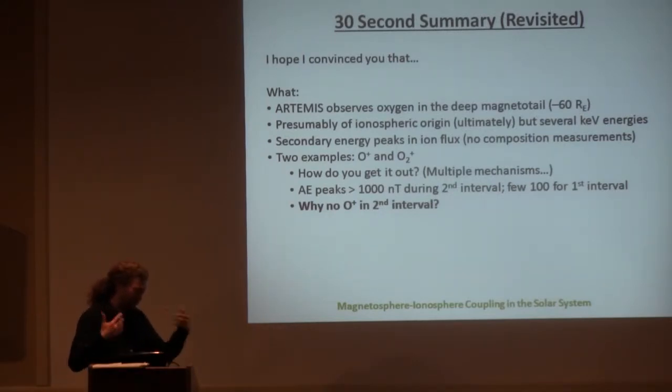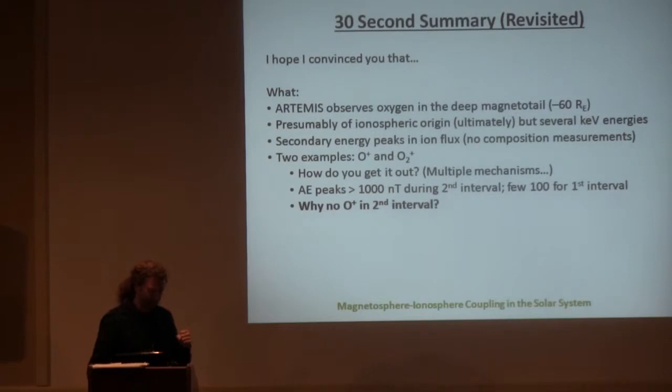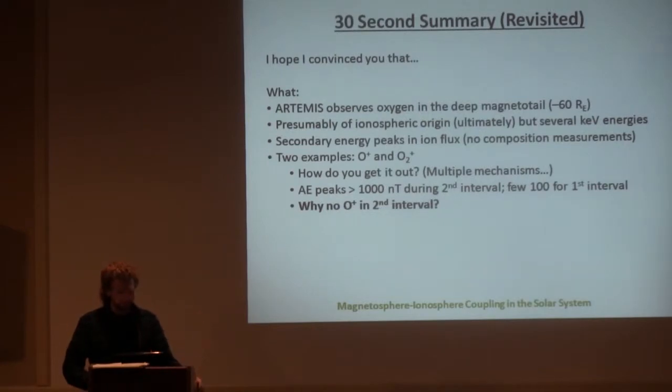So if you see molecular oxygen ions, why not atomic oxygen ions? But it could be whatever drift paths those plasma take to get there is good for one and not for the other. Another conundrum, I would say, open question there.